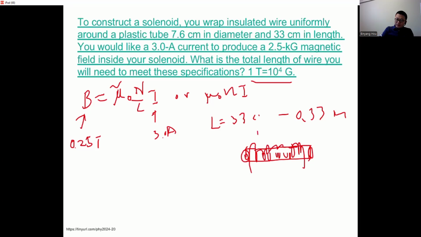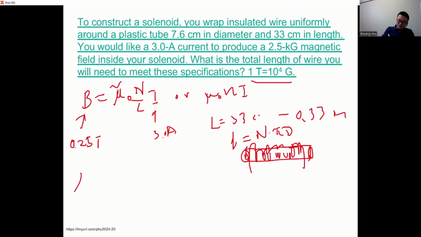So if you do n turns times the circumference of each turn, which is pi d, and it's giving you the diameter, so we're going to just use pi d, then that will be equal to the total length of the wire you will need. I'm calling this small l. So in this case, you can do n times pi d to get your small l.